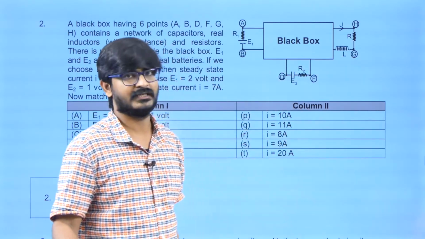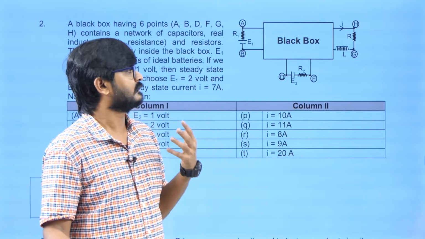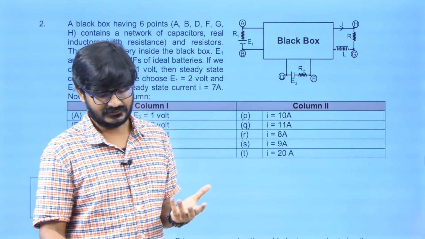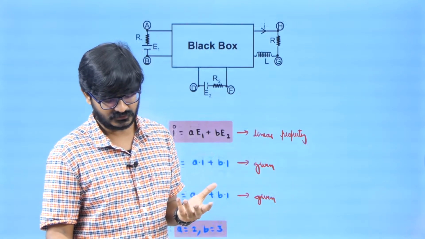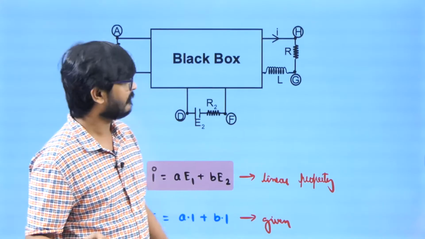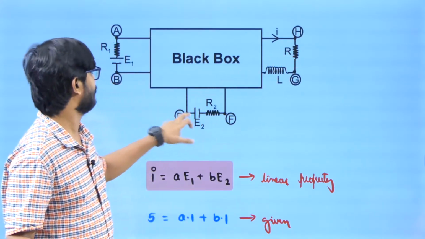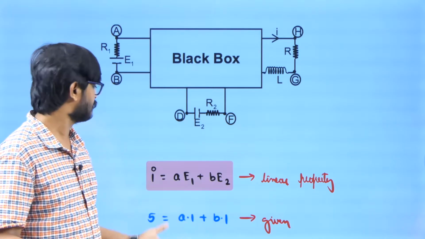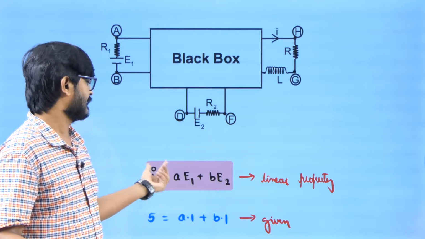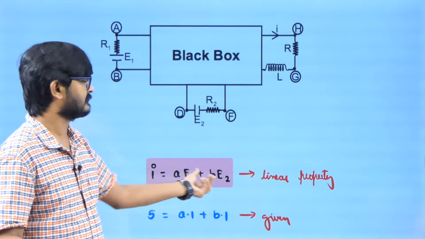So inductor doesn't play any role, and we know it is a linear equation. So what I can do is predict the solution is going to be of this form. Current in this resistor will depend on E1 and E2 obviously, and it must be in linear form. So I am predicting the current equation must be of this form, A into E1 plus B into E2.